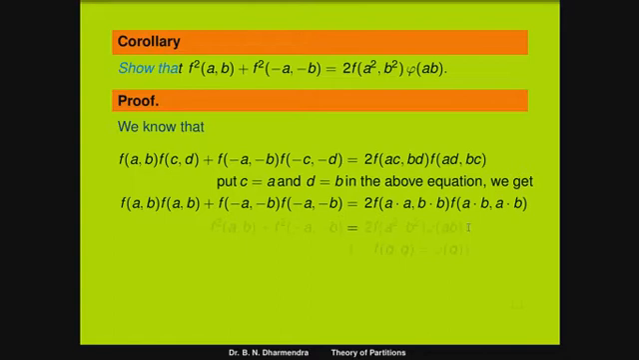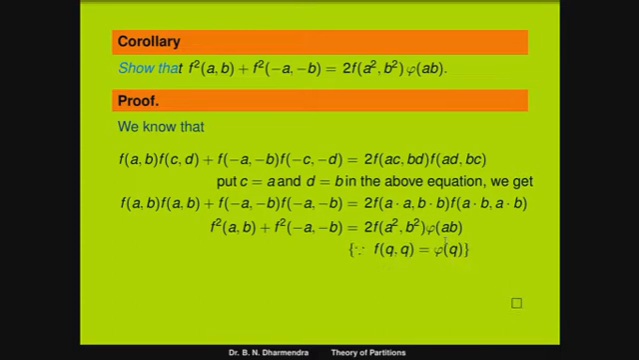So it can be rewritten: the LHS becomes f²(a,b) + f²(-a,-b), which is equal to the RHS, 2 f(a², b²) φ(ab), because the first special case of the theta function is f(q,q) = φ(q). Here f(ab, ab) can be written as φ(ab), since f(q,q) = φ(q).